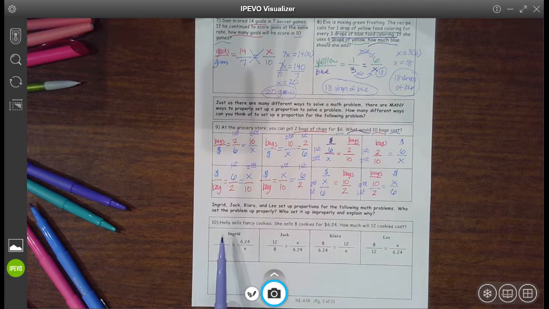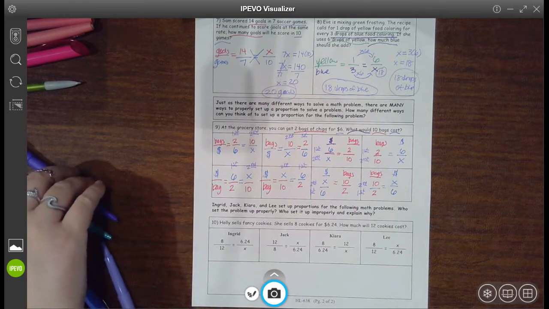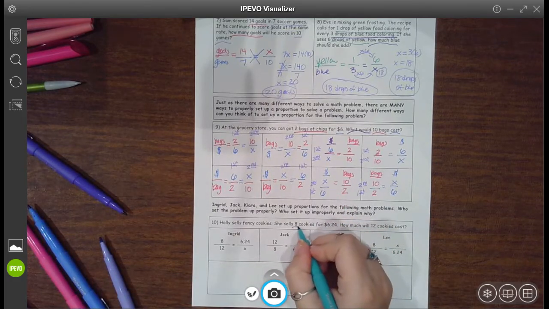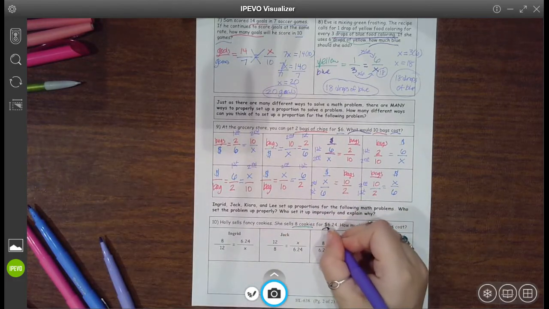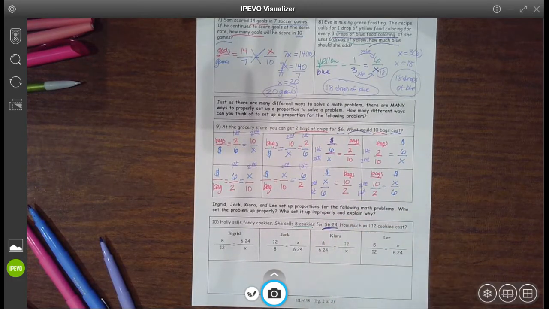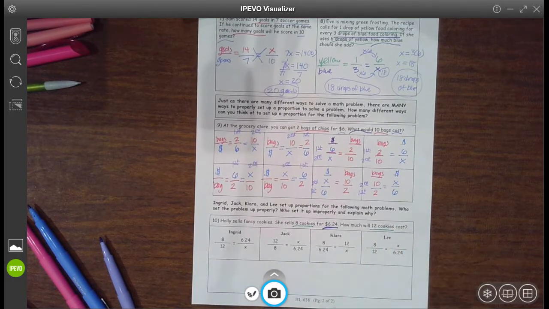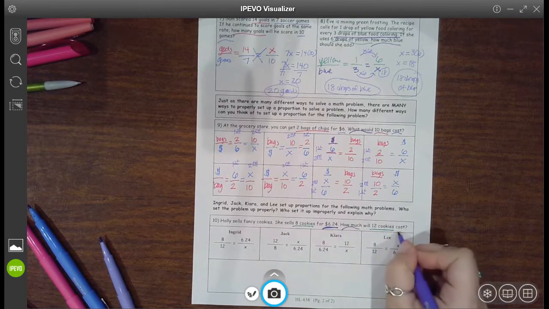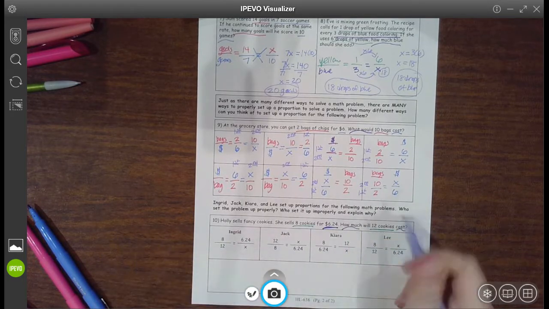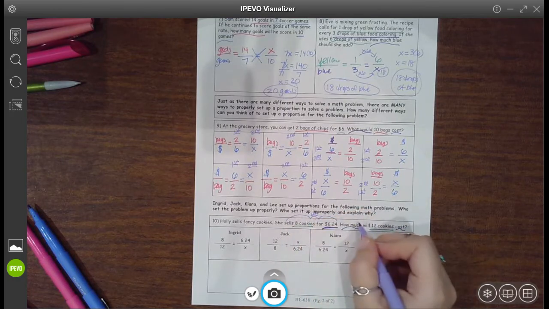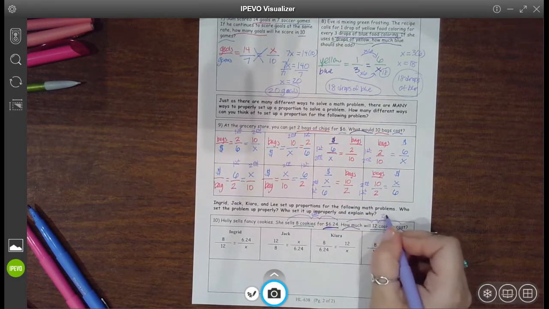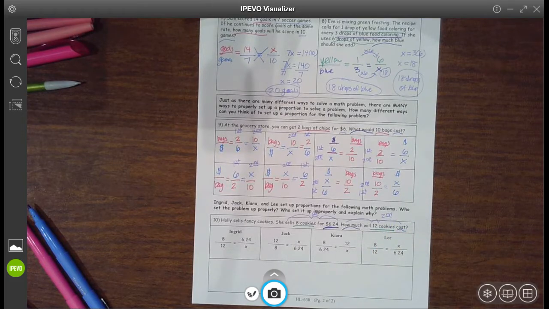The question says Holly sells fancy cookies. She sells 8 cookies for $6.24. Then they want to know how much 12 cookies is going to cost. This is the first piece of information, so it should stick together. And this is the second piece of information, and it should stick together.